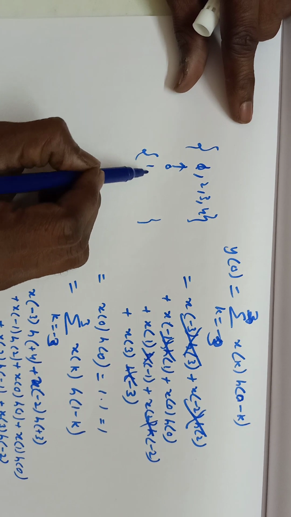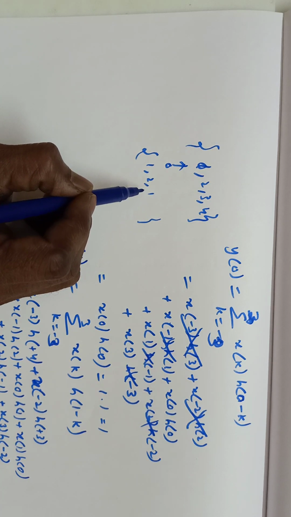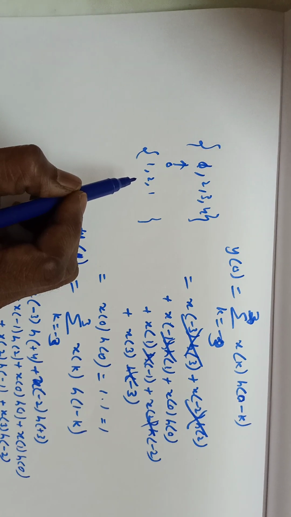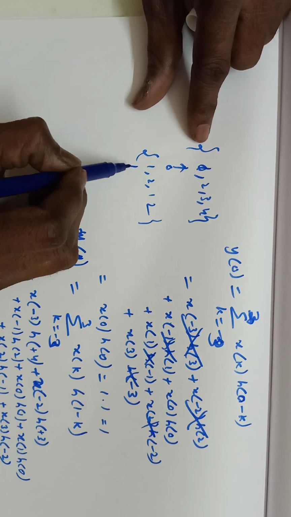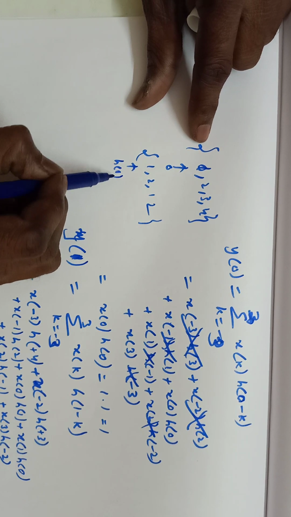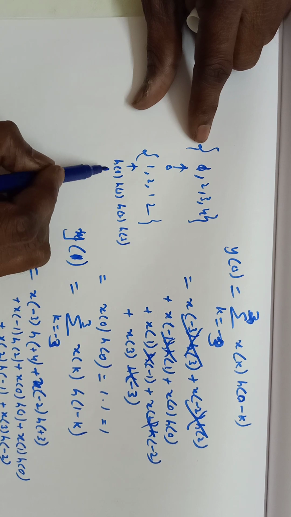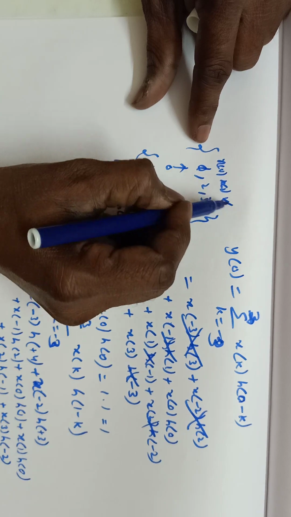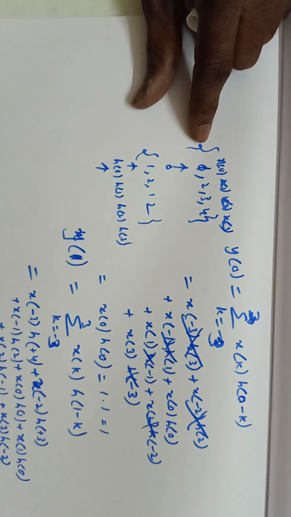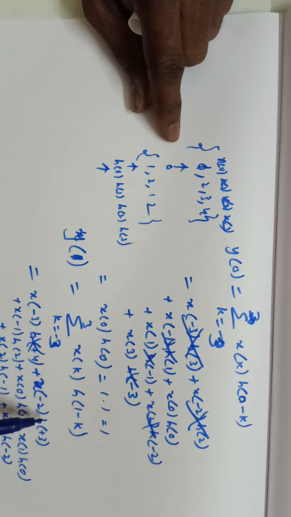So 1 2 1 2 is the h of n. This is h of 0, h of 1, h of 2, h of 3. Similarly it is x of 0, x of 1, x of 2, x of 3. So we'll substitute these values. All the values will become 0, and only we'll get these two samples.